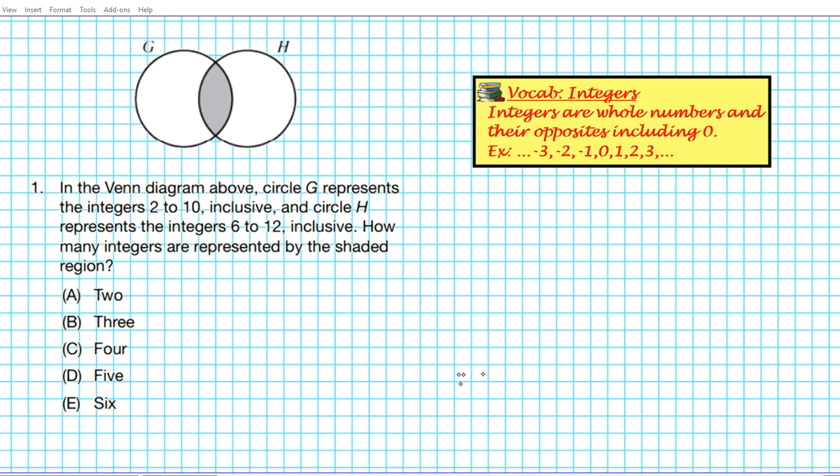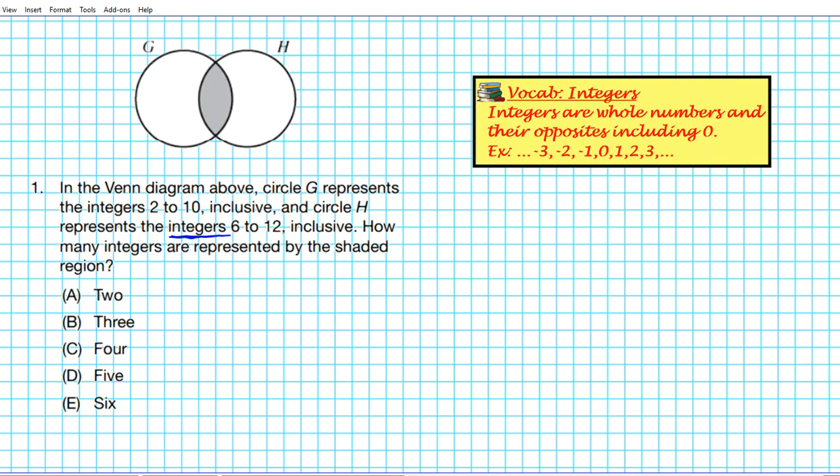Now let's go over a quick vocabulary term that you need to know in order to solve this problem accurately, and that is the word integer. So what do integers represent? Integers are basically whole numbers, their opposites, including 0. Examples of integers are -3, -2, -1, 0, 1, 2, 3. So if you count all the whole numbers, their opposites including 0, you have the set of integers.